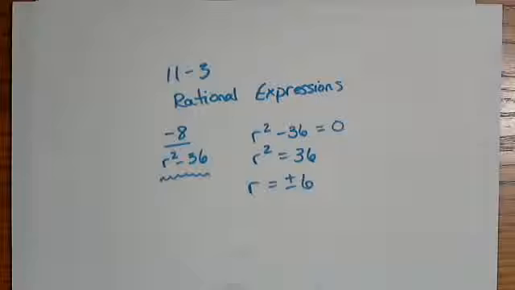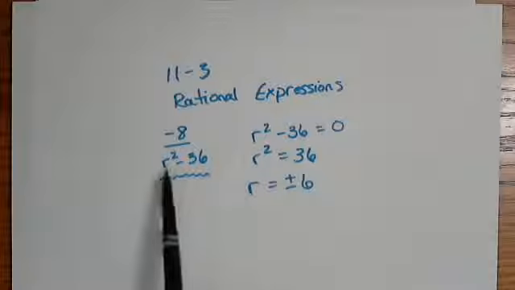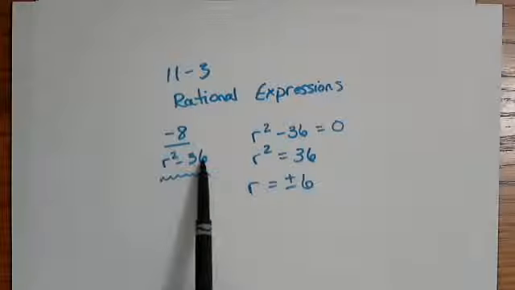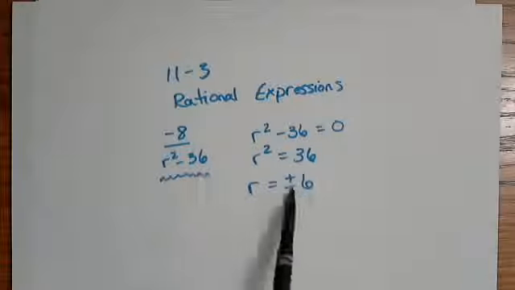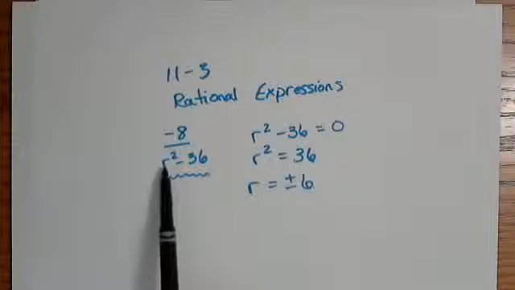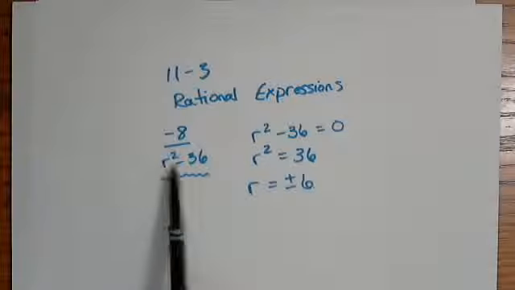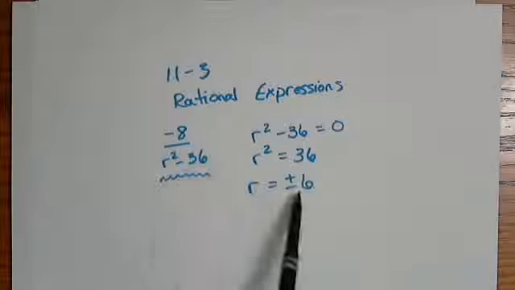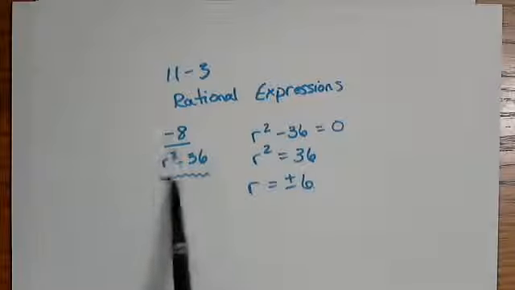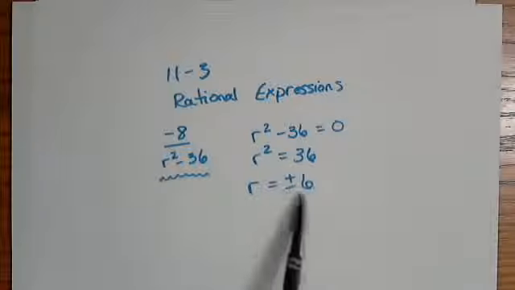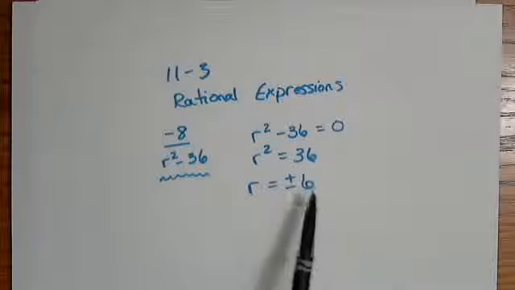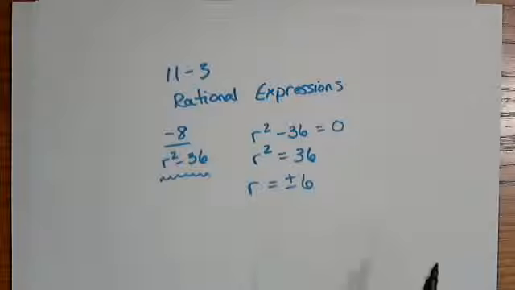R equals plus or minus 6. Okay? So as a double check, if I put a plus 6 in here, 6 squared minus 36 is going to be 0. We are going to have no solution when the denominator is 0. If I put a negative 6 in there, negative 6 times negative 6 is 36, and 36 minus 36 is 0. So again, we're going to have no solution when r is equal to negative 6. So we have two places where there are excluded values: when r is 6 or negative 6.